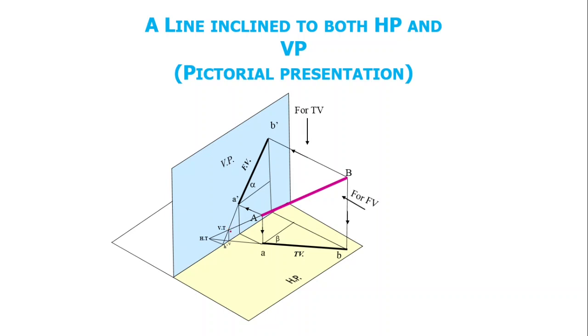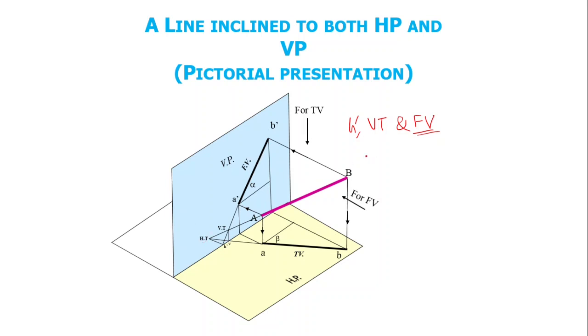Here we can see that H dash VT and front view are lying in VP, the vertical plane. So the point H dash VT, the vertical trace, and the front view must be collinear. That means lying on the same line.